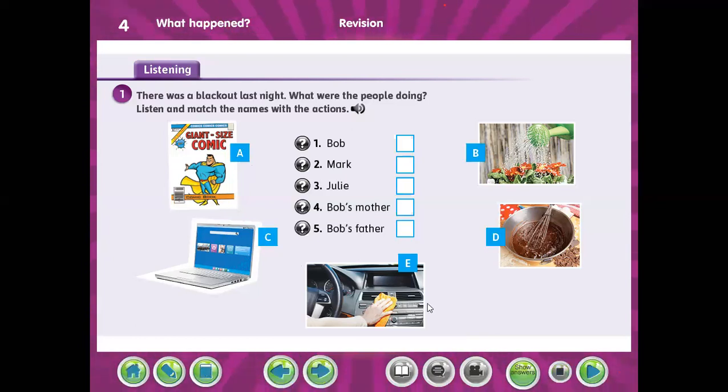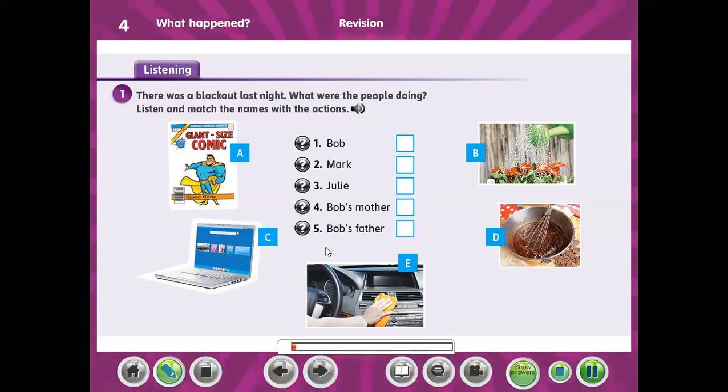Listen one more time, okay? Check your answers. Module 4, Revision. 1. There was a blackout last night. What were the people doing? Listen and match the names with the actions.